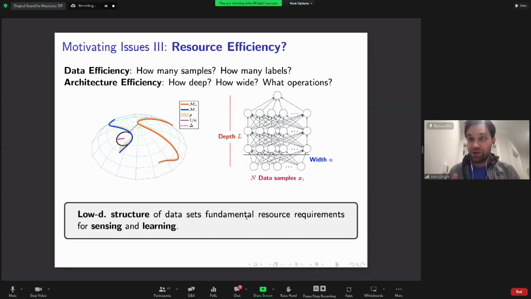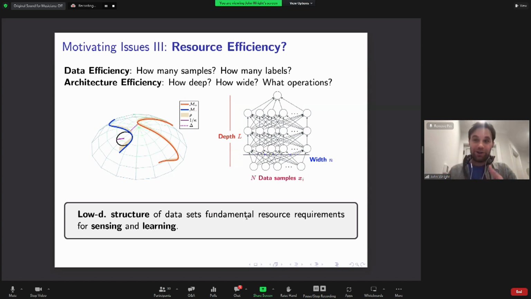Then, in addition to computational efficiency, if we're talking about large, flexible models, we have to think a lot about resource efficiency, right? A lot of the value of low-dimensional structure in problems and data sets and in models is that it allows us both to quantify what is the minimum for my problem, right? How much network do I need? How much data do I need? How much compute do I need? And can I guarantee that I'm hitting that minimum?